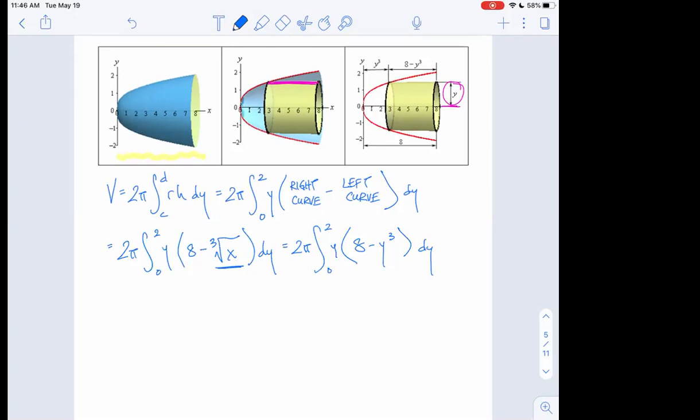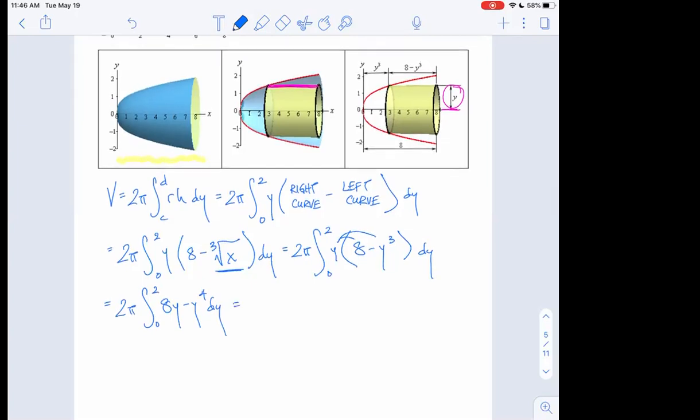Now from here, I think it's actually pretty straightforward to solve. It's probably a lot less work than the other problem we just did. I'm going to distribute my y. So I get 8y minus y to the fourth dy. And now I'm going to use my power rule. And I'm going to plug in 2, and I don't have to plug in 0 because I know that's just going to go to 0.